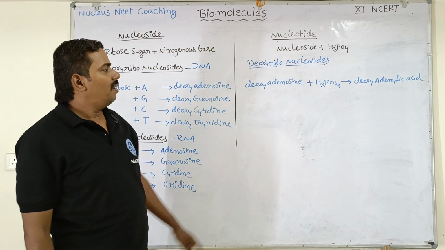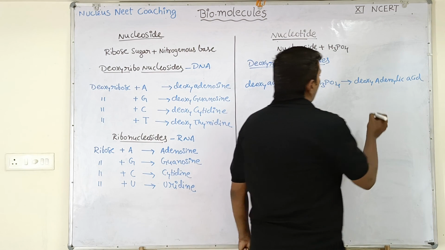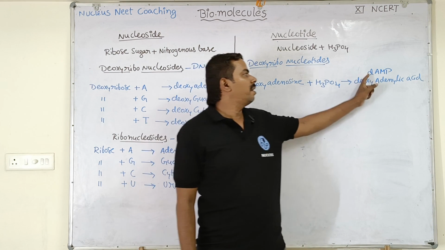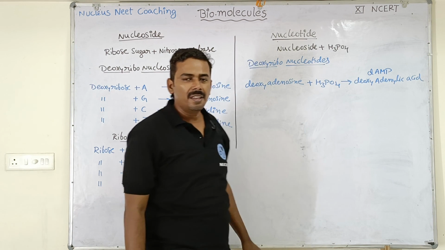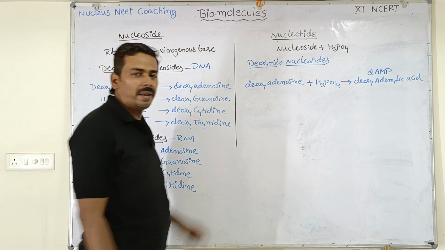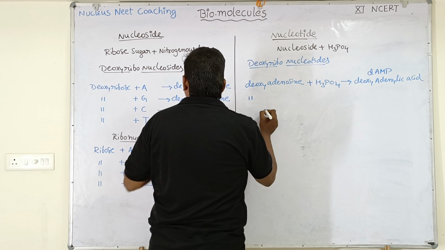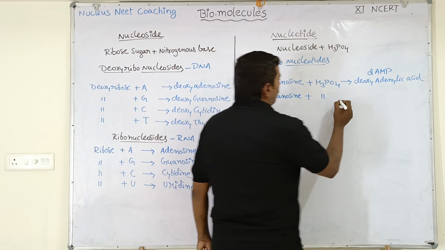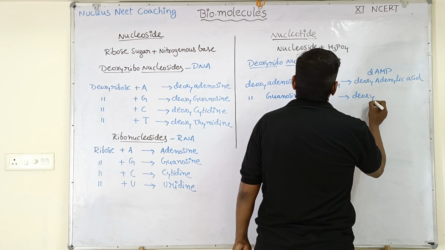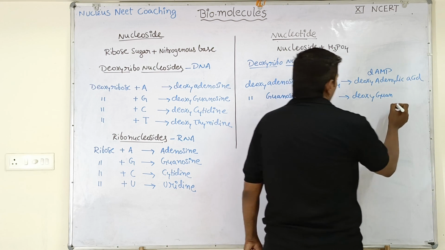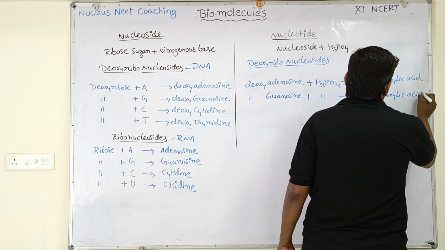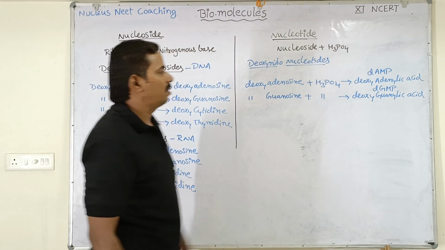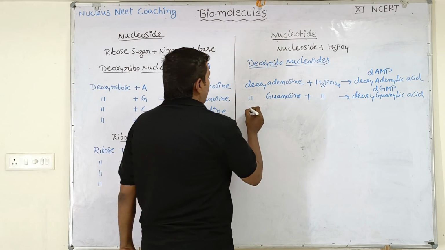So what is the nucleotide called? Deoxyadenylic acid. It can be also represented as DAMP. DAMP stands for deoxyadenosine monophosphate. Okay, so same. Deoxyguanosine plus phosphoric acid gives rise to deoxyguanylic acid. Guanylic acid. Deoxyguanylic acid can be also called as DGMP, that is deoxyguanosine monophosphate.